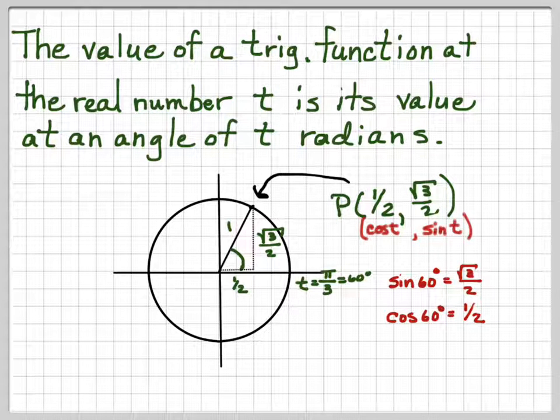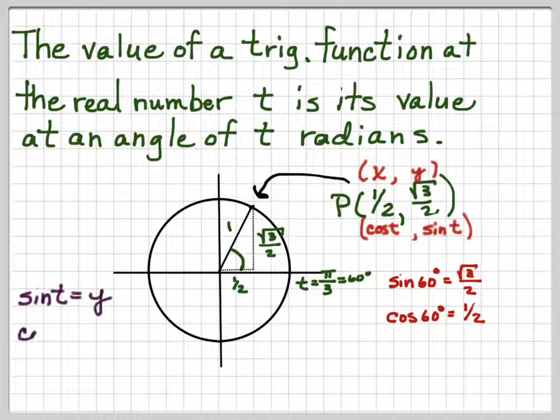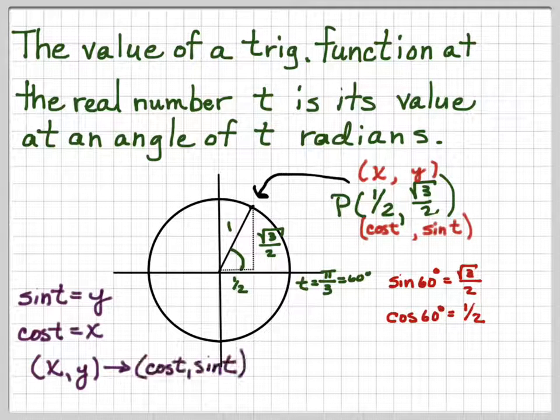So now, instead of having the coordinates (x, y), where x is the x coordinate and y is the y coordinate, you can change that and call the x coordinate the cosine of t, and the y coordinate the sine of t. And this is only in a unit circle for right now. So that gives you an idea of where we're going with this.